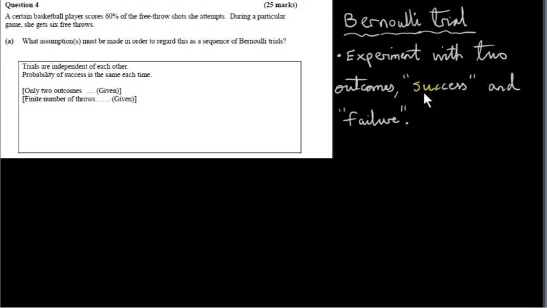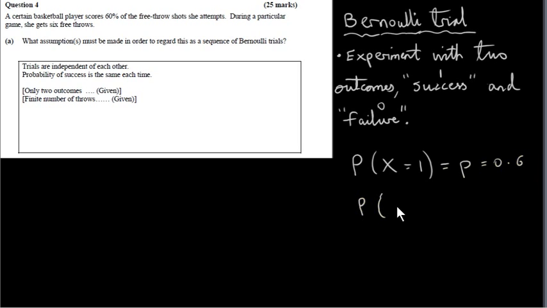Sometimes the numbers 1 and 0 are used to represent the outcomes success and failure respectively. So we could call this number 1 and this 0. And if x is the random variable that takes on these values, success or failure, or 1 and 0, then the probability that x equals 1, that is a success, is denoted by the letter small p. In this example, the probability of a success is 60%, which is 0.6. That's the probability of scoring from a free throw shot.